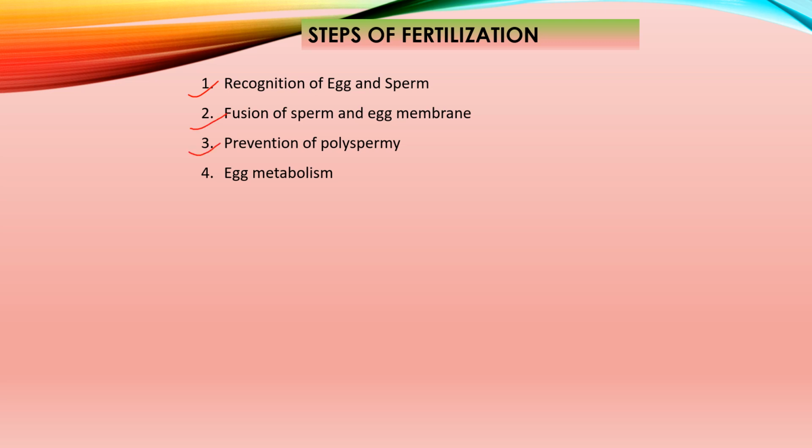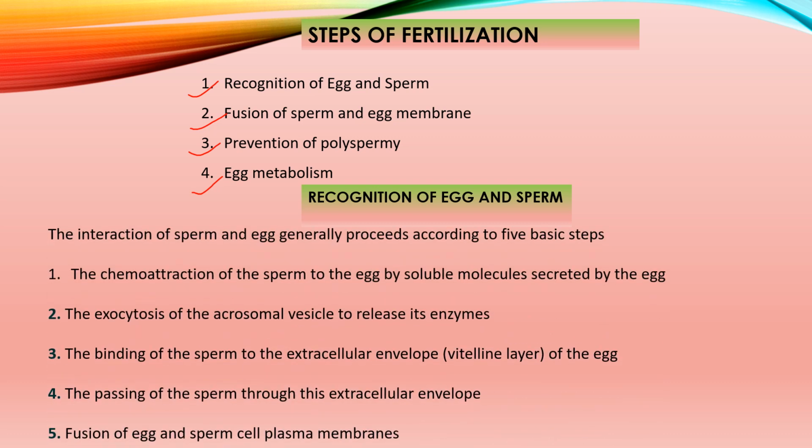Third one is the prevention of polyspermy, and the fourth one is the metabolism of egg. So, first we will focus on the recognition of egg and sperm. This is a very important chapter, and you will definitely get a question in CSIR NET exam or in many life science competitive exams.